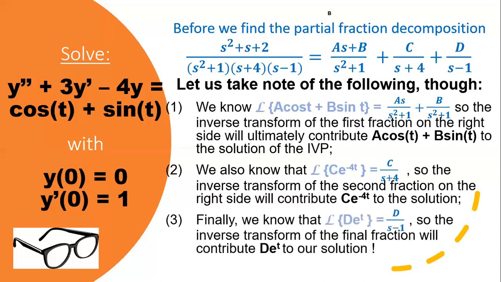And finally, the last piece. We know that the Laplace transform of d times e to the t is d over s minus 1, precisely the third fraction that we have. And so that means that we will also expect a contribution of d times e to the t as part of our solution function coming from that third piece of the partial fraction decomposition. There we have it. We see that this approach of taking inverse Laplace transforms of this partial fraction decomposition is in fact going to give us exactly the form of the solution that we knew from earlier we were expecting to find.